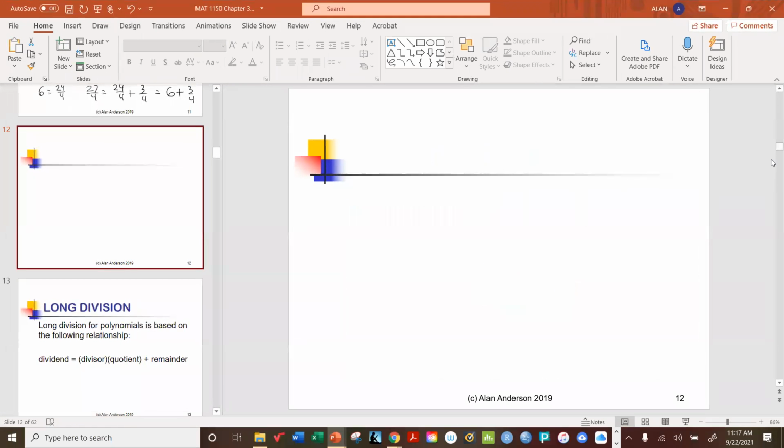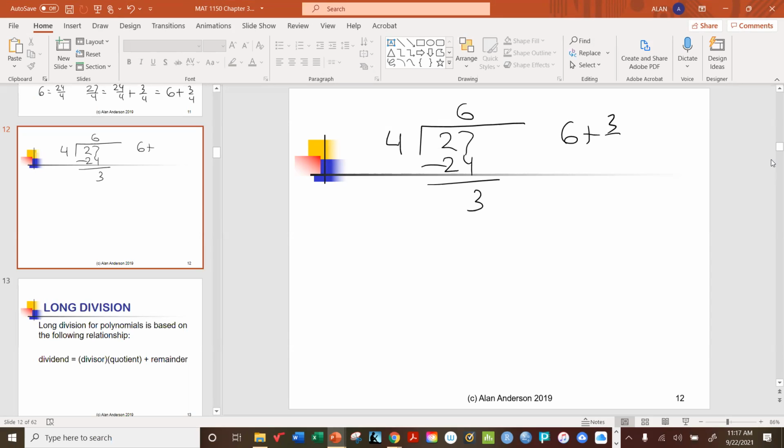All right, how did that work? Oh my God, how long has that been? Now, in a simple case like this, you would see that 6 is the largest number that evenly divides. And now you cannot divide 3 by 4, so you would end up with 6 plus 3 over 4.